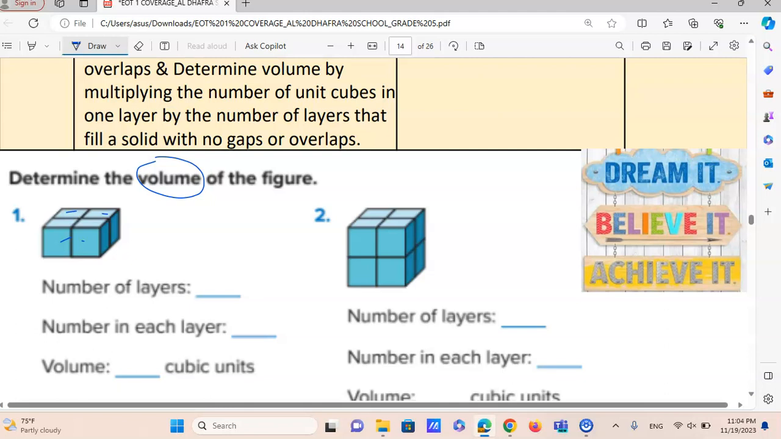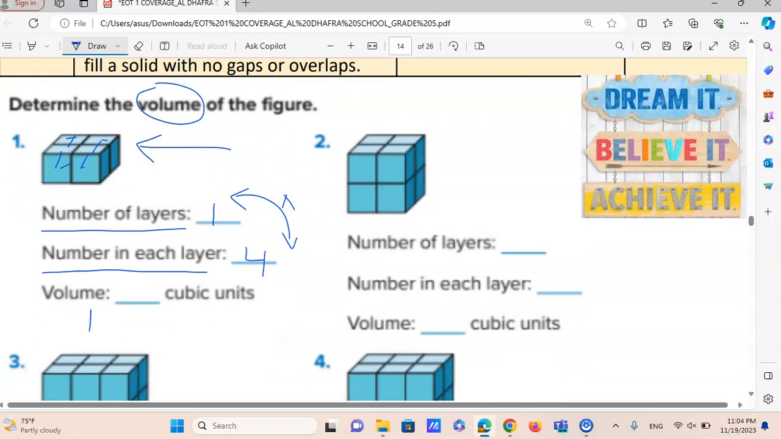How do we measure the volume of a certain shape using unit cubes? So first you need to find the number of layers. See here we have one layer. And you need to know the number in each layer. You can count them: 1, 2, 3, 4. So I write 4. What you need to do with these numbers is multiply. So you can say 1 multiplied by 4 equals 4 cubic units, or unit cubes.